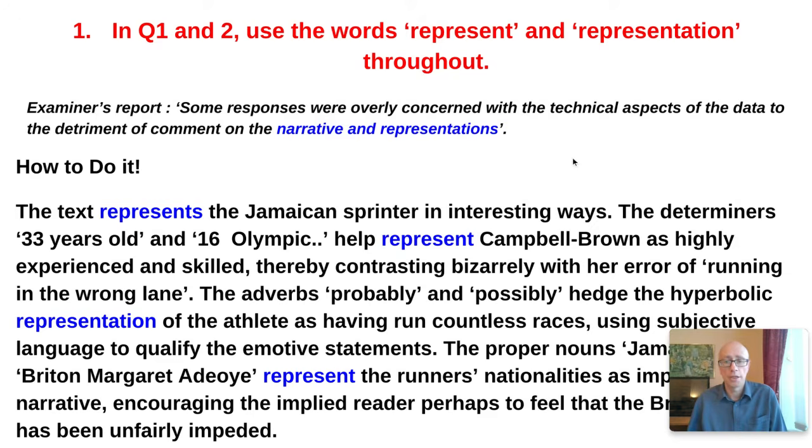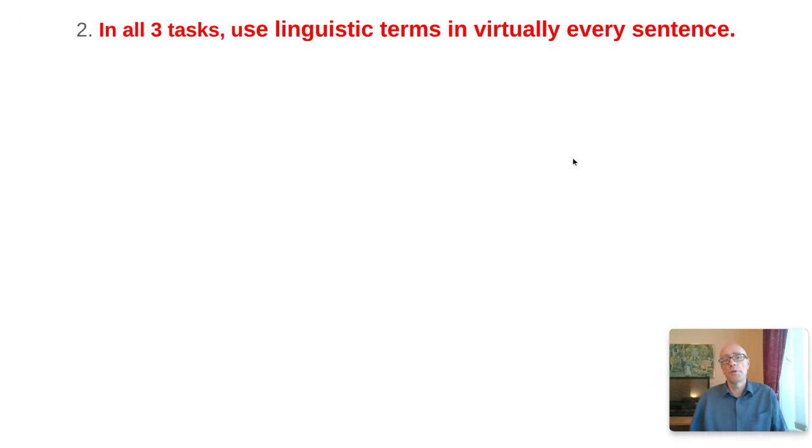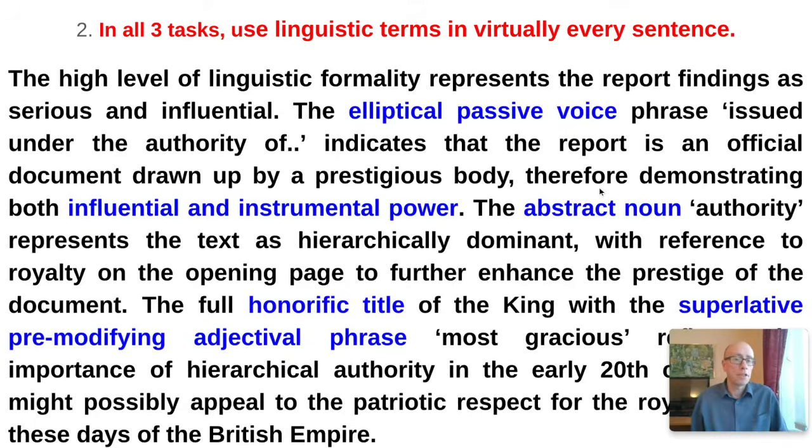and representations. Here's a second point in which you can improve your pieces of writing. So use linguistic terms in virtually every sentence. Here's an example. The high level of linguistic formality represents, and this is talking about the text B, by the way, rather than text A. So the high level of linguistic formality represents the report findings as serious and influential. So we've got a topic sentence which is guiding the reader, and here it's saying there's a high level of formality. So now we're going to have some supporting evidence to develop that point.